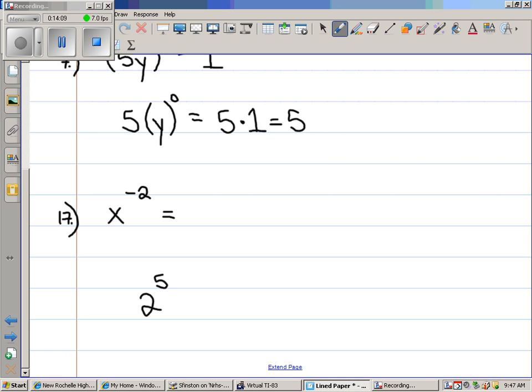So if 2 to the 5th grows exponentially, what does 2 to the -5th have to do? It has to shrink really, really fast. If your investment is doing this, get out. Sell. Oh my God, sell. Like your life depended upon it, because it probably will. Okay? So now, this is shrinking really, really fast.